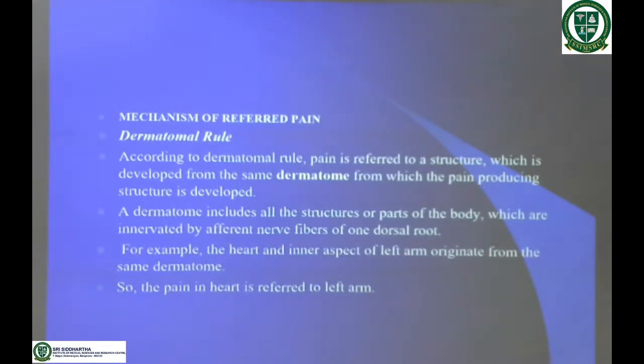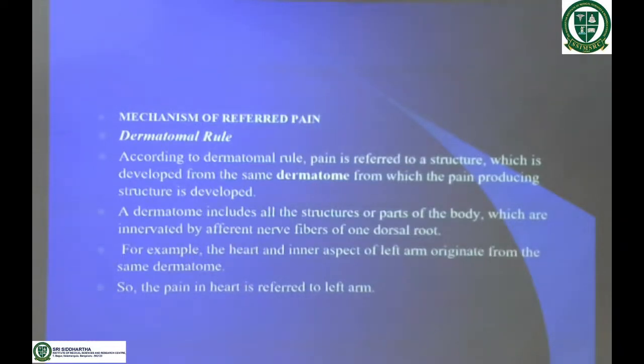As you already read in the anatomy, what is the dermatomal rule? According to this rule, the pain is referred to a structure which is developed from the same dermatome from which the pain-producing structure is developed. So the organ and the area where the pain is referred will develop from the same dermatome. That is the dermatomal rule.